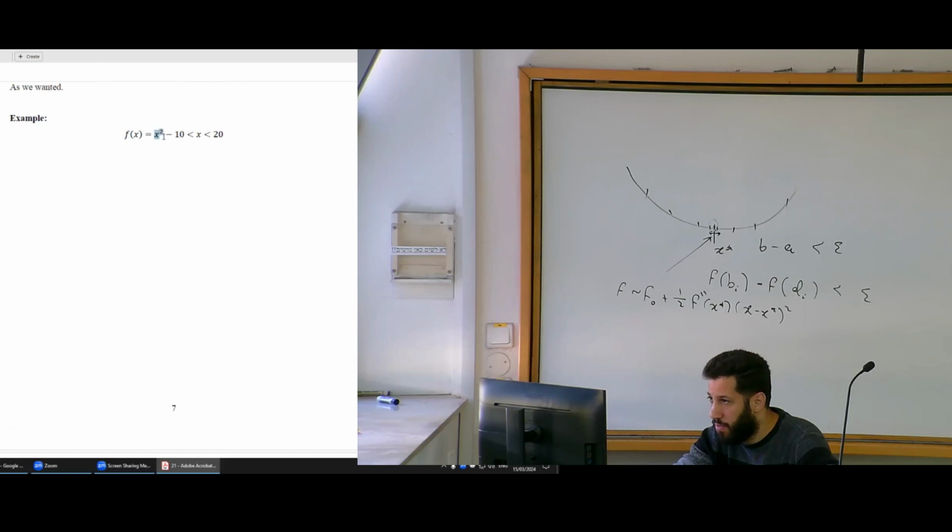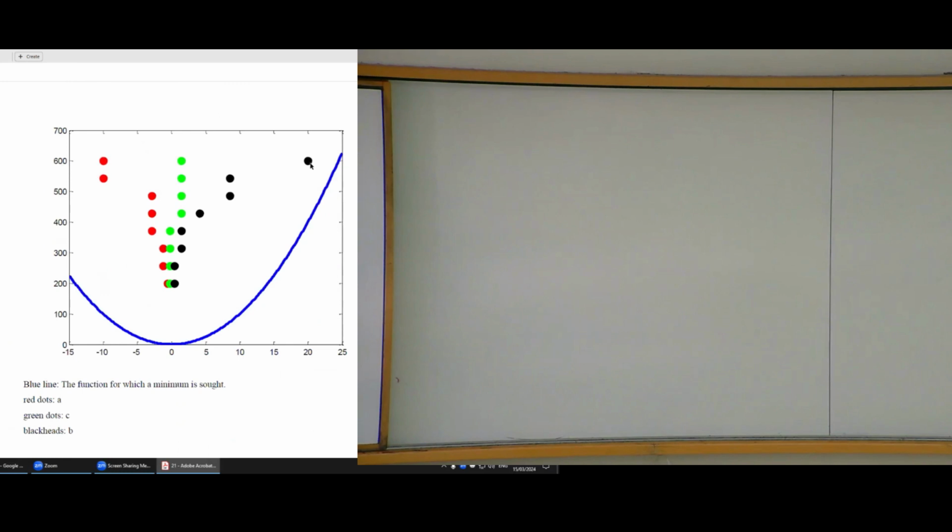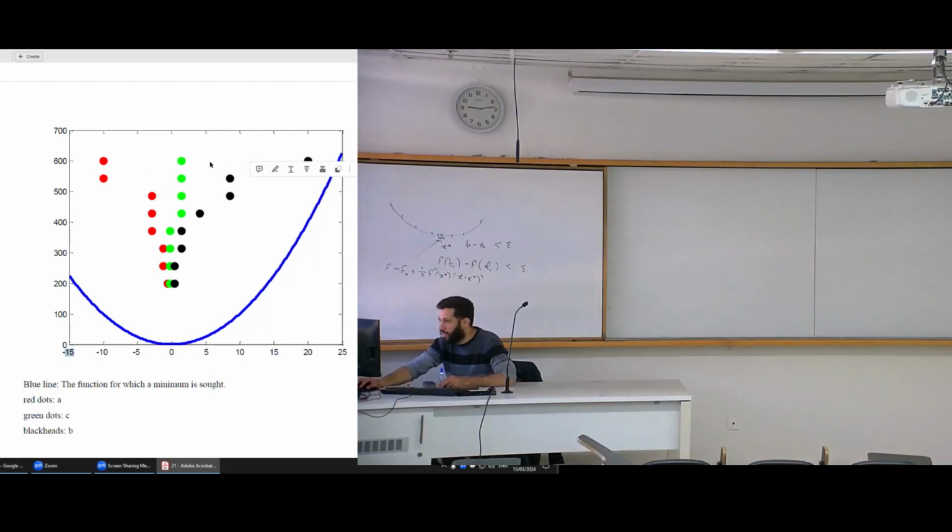And if I'm talking about this parabola, it's squared between minus 10 and 20. So that's the parabola. I start, for example, from A and B. And I take, for example, this point. Now I'm taking this point and another point here. And this point seems to be smaller than this. So I will take this point and this point.